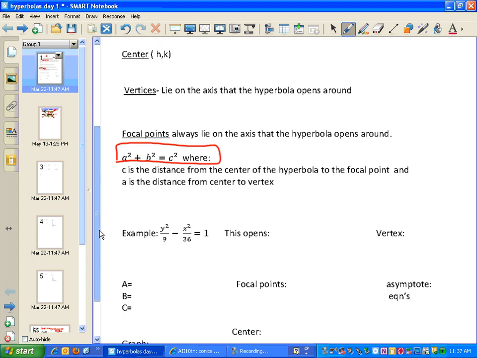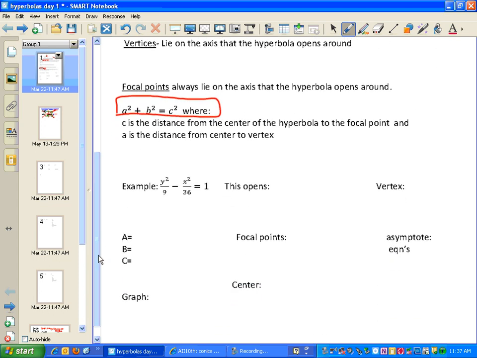Okay. So, C is the distance from the center of the hyperbola to the focal point, and A is the distance from the center to the vertex. A and B are not going to float. What floats is the direction, so your x and your y will float. Sometimes your x will be first, sometimes your y will be first. Are you following that? So, this opens which way?